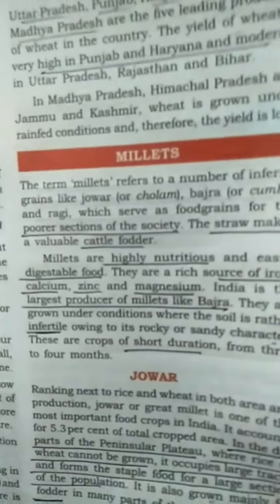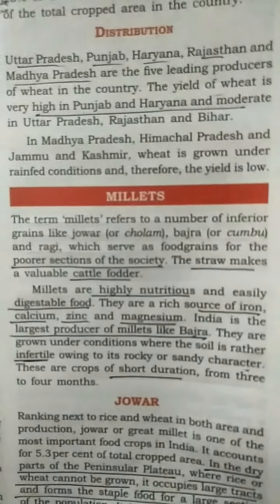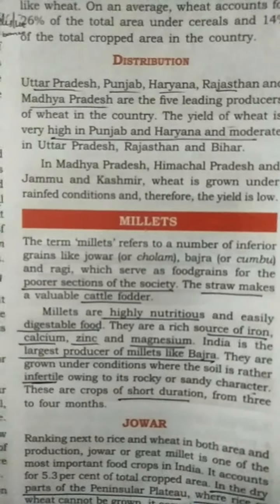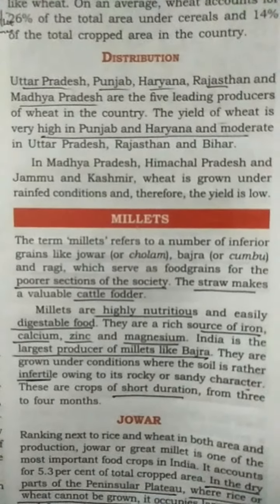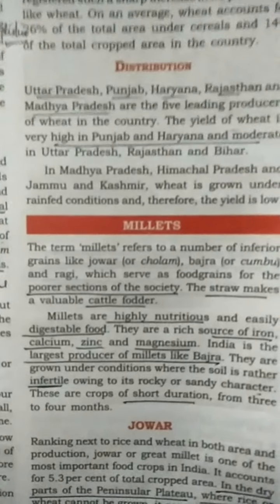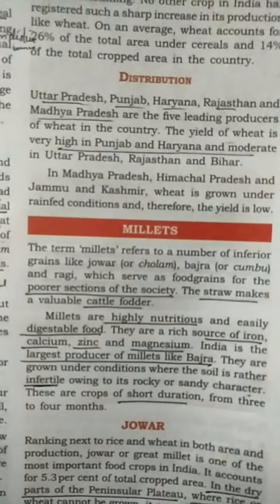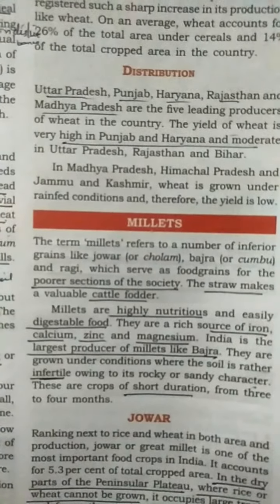Next, millets. Millets refer to a number of inferior grains like jawar, bajra and ragi, which serve as food grains for the poor section of the society. The straw makes a valuable cattle fodder. So that is fed to the cattle.